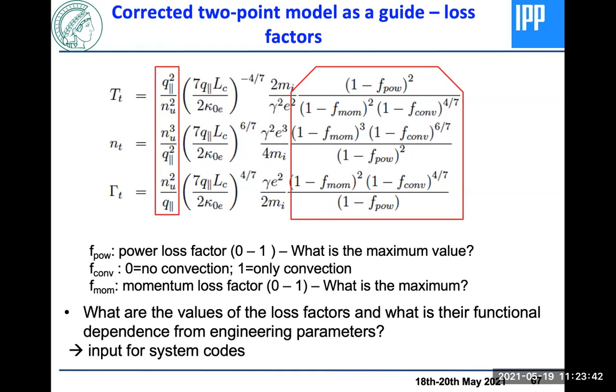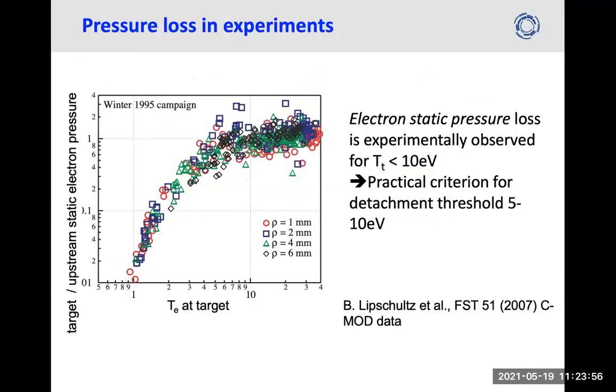Okay, of course, there are the questions that are outlined here. So what is the maximum value of the power loss that we can achieve? How much convection do we have? What is the maximum momentum loss factor? So do we observe this often talked about pressure loss in experiments?